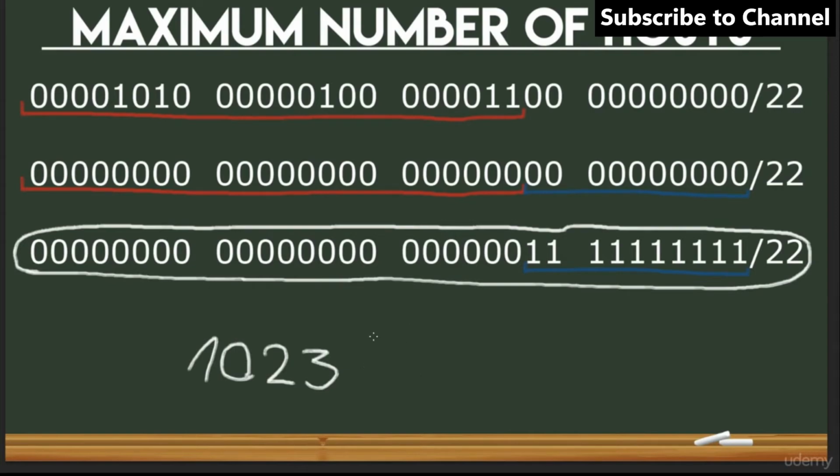However, in reality, the first and last addresses are reserved for something called network IP and broadcast IP. We will learn about that in a while. This means that we can have 1023 minus 2, which is 1021 computers in this network.